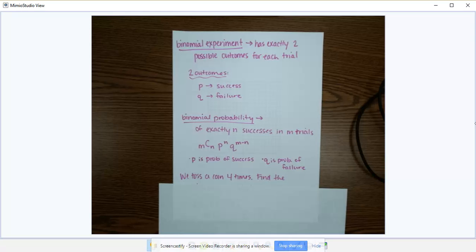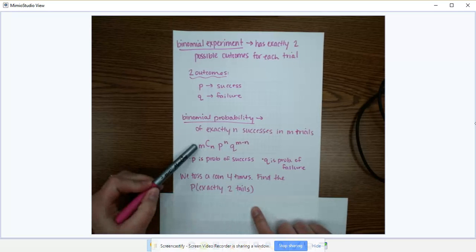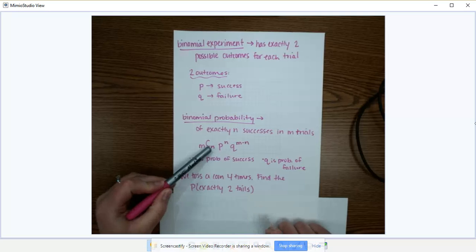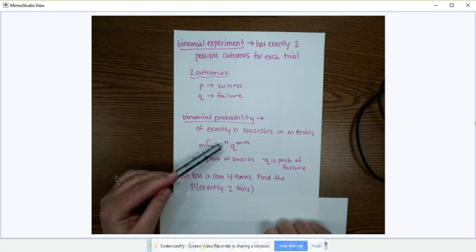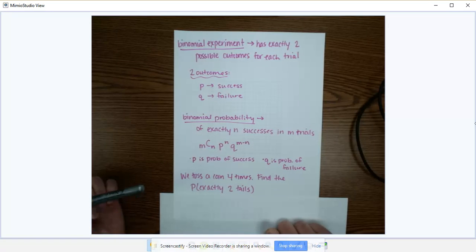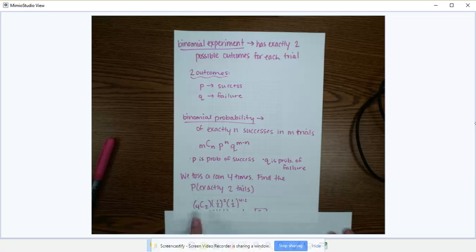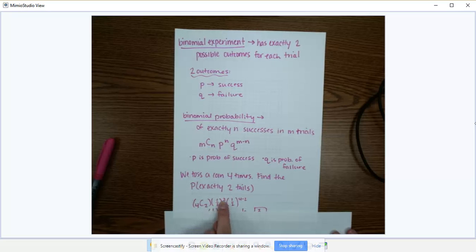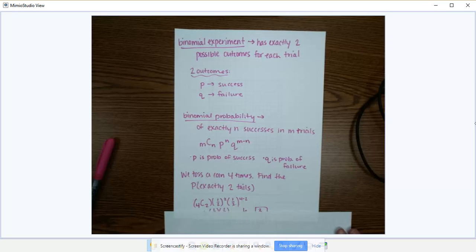We toss a coin 4 different times, and we want to figure out the probability that we flip exactly 2 tails. Well, in our case, we have our m value is 4, our n is 2, our p is the probability of a success, which is a tail, and q would be the probability of a failure, which would be a head. So we have 4 choose 2, 4 trials, we're choosing 2 successes. Probability of flipping a tail would be half, right? Heads or tails, so 50%. So half, we want 2 successes. Probability of flipping a heads is also a half, raised to the 4 minus 2 power.